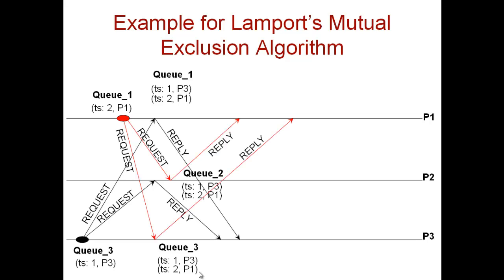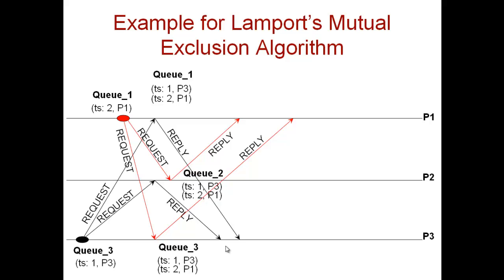So now each process sends a reply back to the sender of the request message. P3 sends a reply to P1. Similarly, P2 sends a reply to P1. And likewise, P1 sends a reply to P3, and P2 sends a reply to P3. So the two processes P1 and P3 that sent out the request messages would have got the reply messages too.